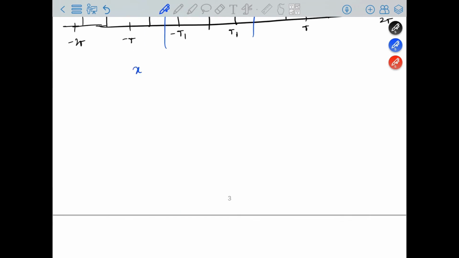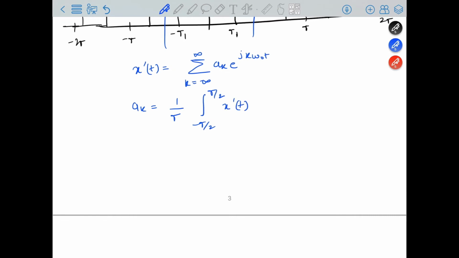So, x'(t) can be written as summation k equals minus infinity to infinity a_k e^(j k omega naught t), and the coefficients can be represented as a_k equals 1 by T, integral from minus T by 2 to T by 2 of x'(t) e^(minus j k omega naught t) dt. The period is T and we are taking minus T by 2 to T by 2. Just for reference, you can take any interval. So, you can take a value of 0 to T as well to derive this.